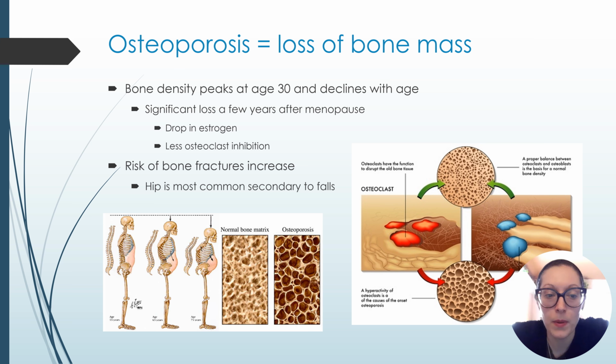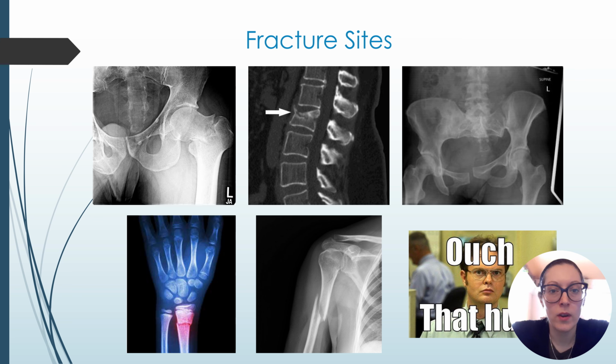We know that the hip is the most common fracture site, but there are other areas that can be impacted as well. So when reviewing these images, from left to right, top to bottom, the first is the common hip fracture site. Then moving on, we see a fracture of the vertebrae or spine, as well as a pelvic fracture, wrist fracture, and upper arm fracture.